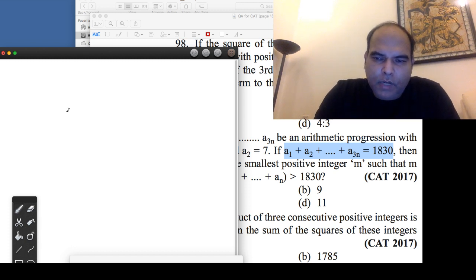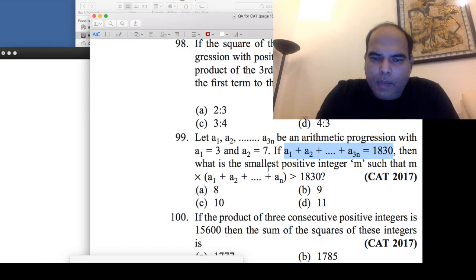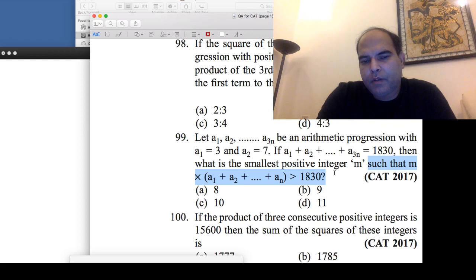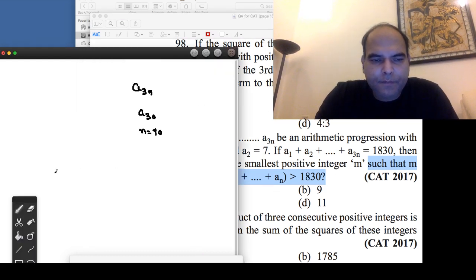So once I know that A3n is A30, that means n is 10, then I'm looking for what is the smallest positive integer m, such that m into, now this is the next trigger in the problem, m into a1 plus a2 plus an is greater than 1830.